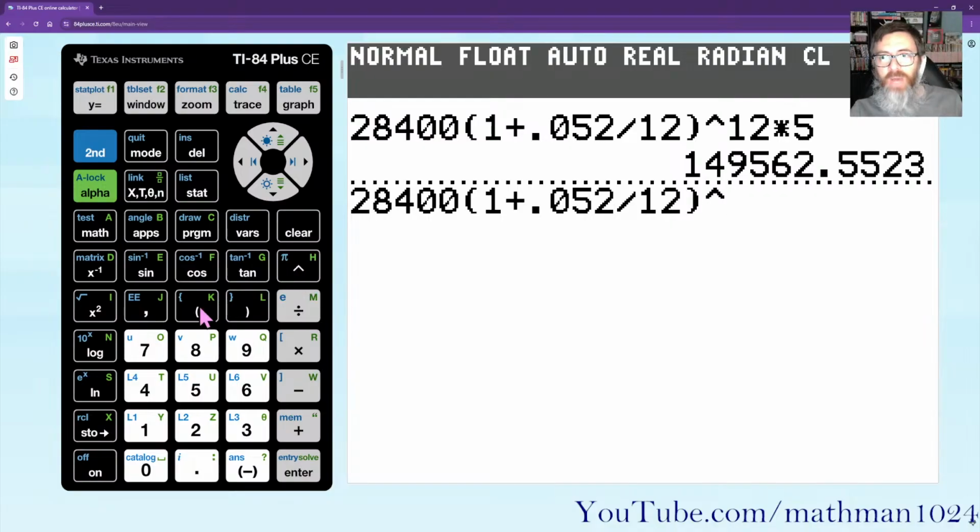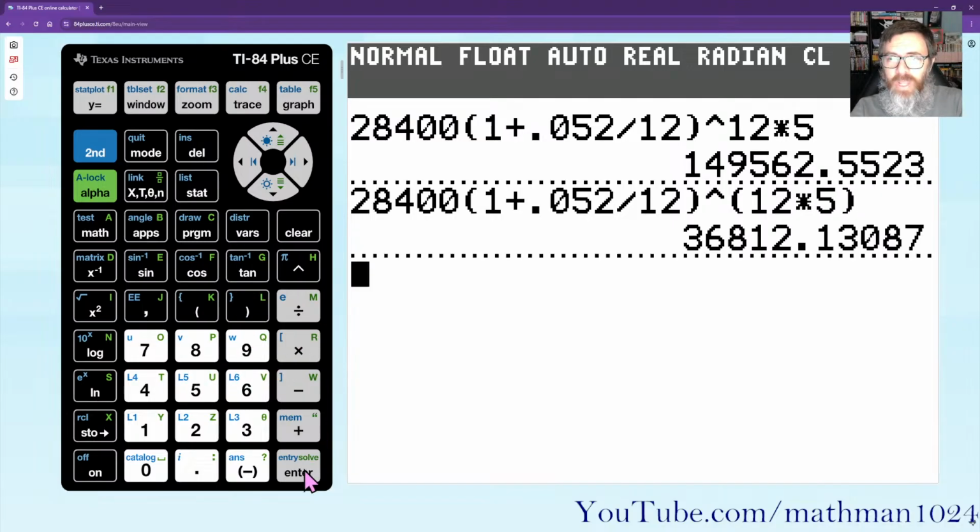So when you get to the power, open your parentheses, and don't close the parentheses until you're done being in the power. So it's 12 times 5. And now when we hit enter, we get an answer that makes sense. And that matches up with what we're supposed to have.